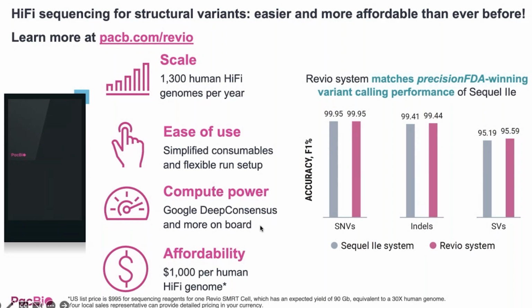Also on board, we've now moved from our internal consensus to deep consensus for calling, and it's also much easier to use. And just for a little bit of a comparison, here's the previous Sequel IIe system to the brand new Revio system in terms of its accuracy for single nucleotide variants, indels, and structural variants. And we see basically equal or even slight improvements in the calling. So it's getting easier and easier to do this type of analysis.